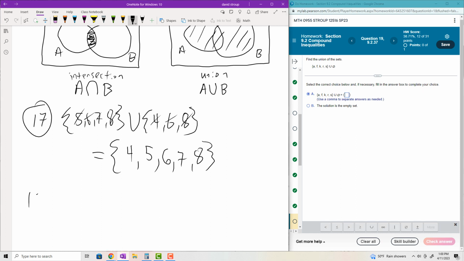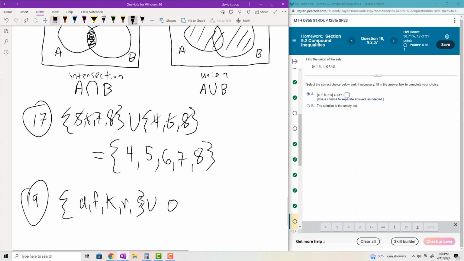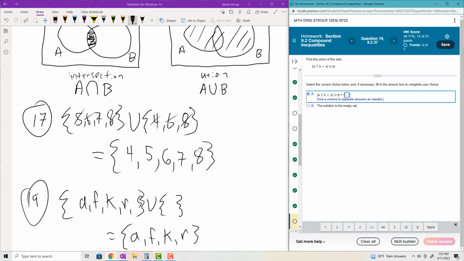So number 19, we have A, F, K, R, S, union with the empty set. Sometimes maybe more intuitive to think of it just as the set that has nothing in it. So the union, you have A in the first one, F in the first one, K in the first one, R in the first one, and then there's nothing in the other one, so you don't put anything more in there, and then that's it. Okay, so it's just A, F, K, R.